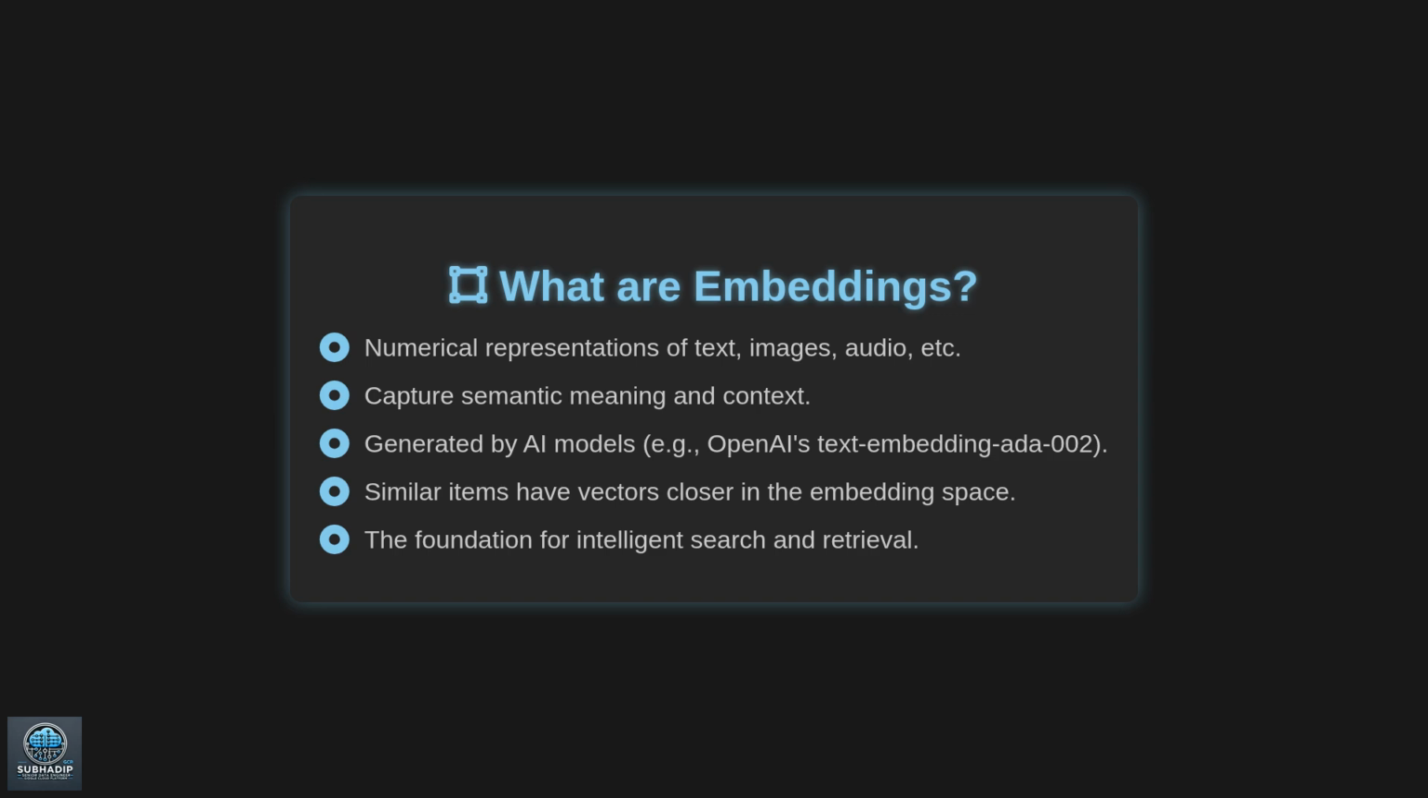Embeddings are numerical representations of various data types, like text, images, or audio. They capture the semantic meaning and context of the data. These are typically generated by advanced AI models. The key idea is that similar items will have their vectors positioned closer to each other in this embedding space, forming the foundation for intelligent search and retrieval.